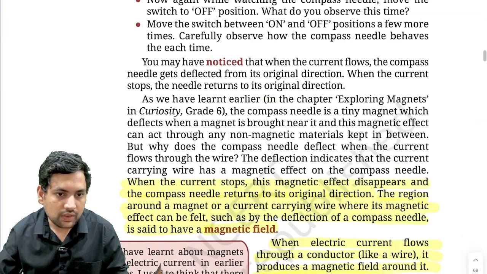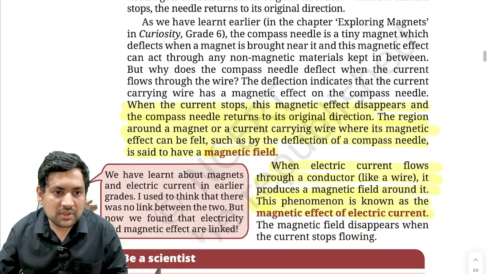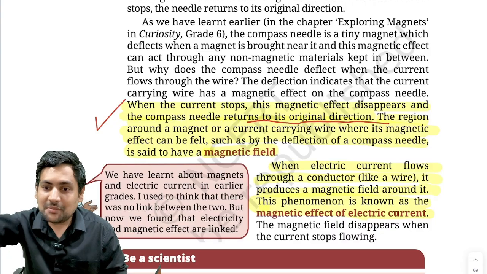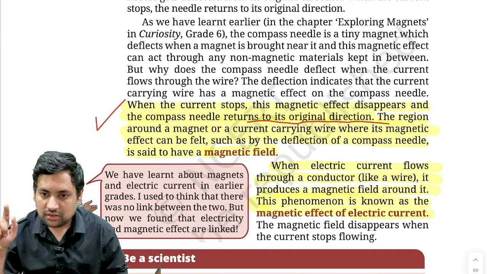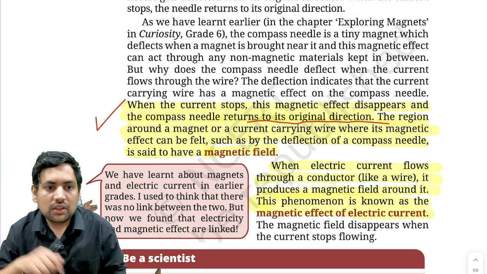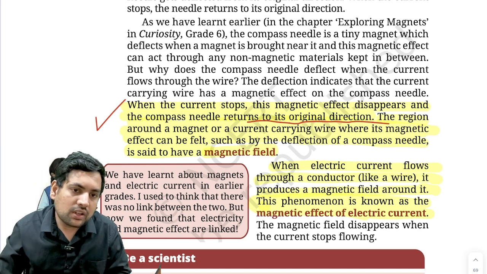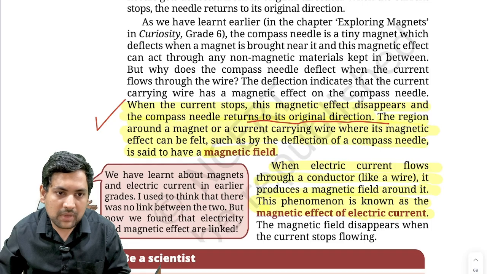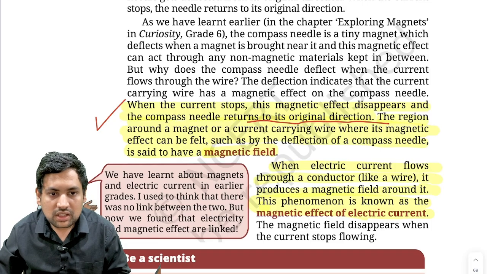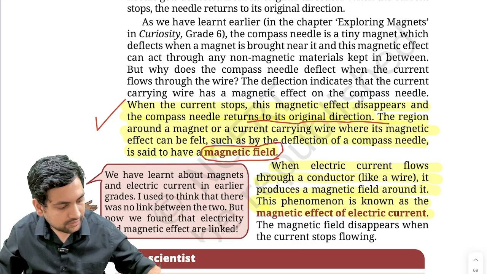Then, when the current stops, the magnetic field disappears and the compass needle returns to the original direction. Correct? That means it is not because of the wire, it is because of the current flowing through the wire. Now, the region around a magnet or a current carrying wire where its magnetic effect can be felt, such as by deflection of a compass needle, is called magnetic field. So this is the magnetic field where you can feel the changes.